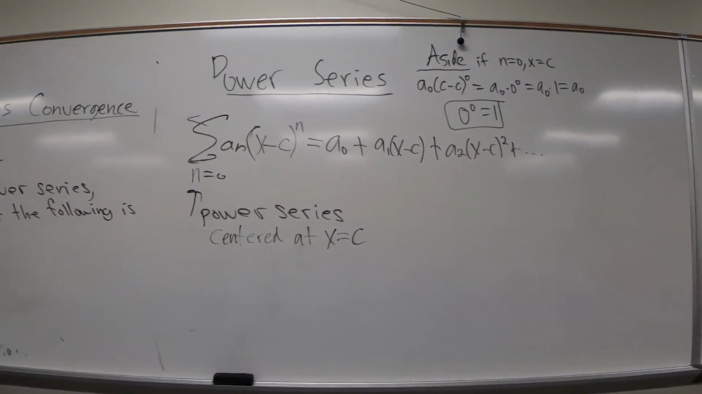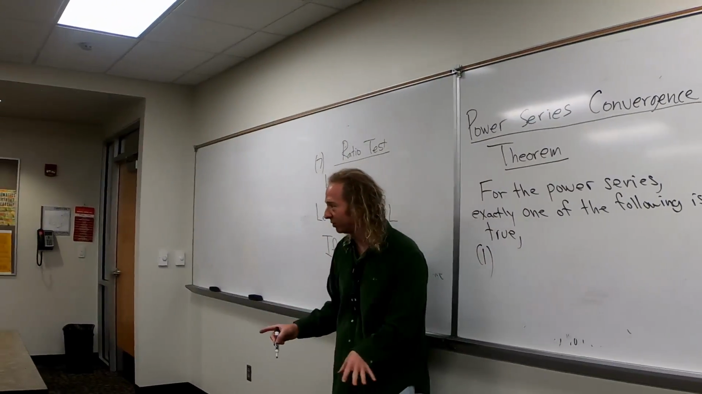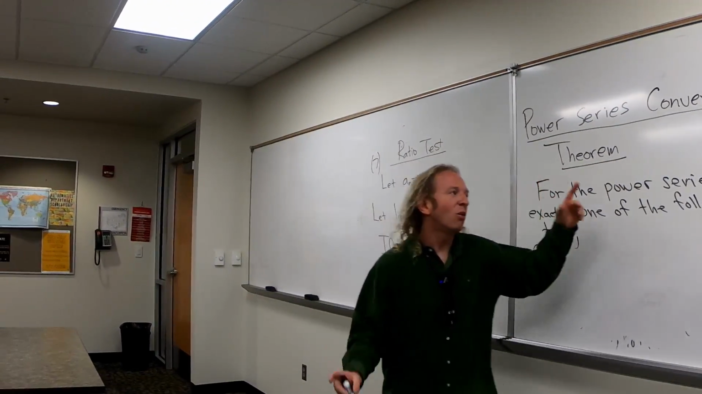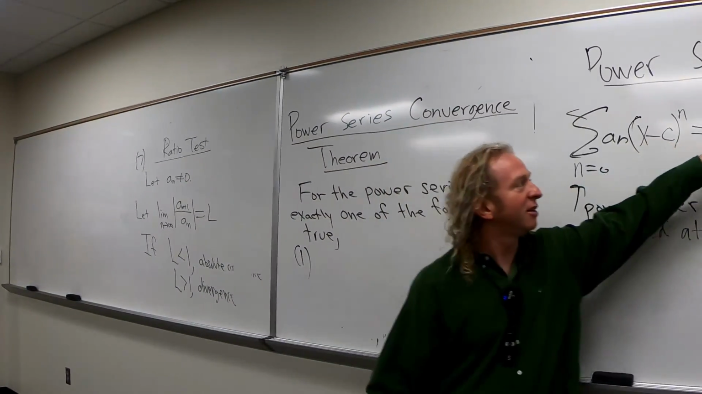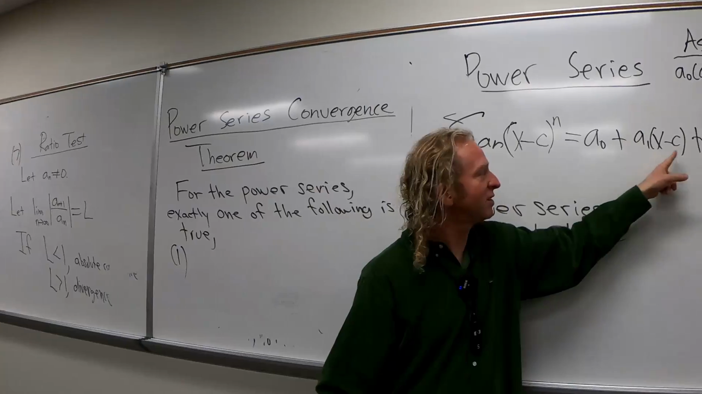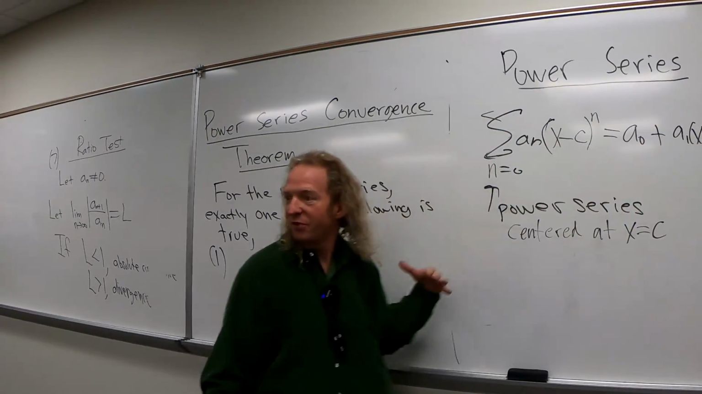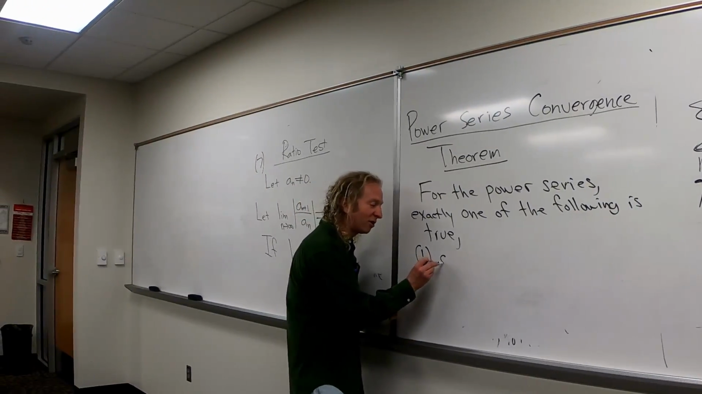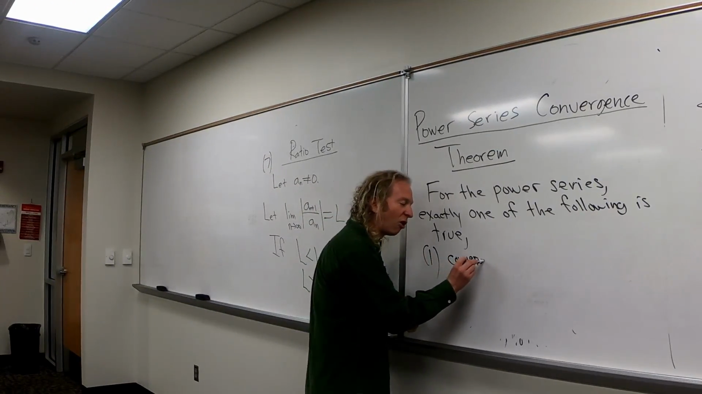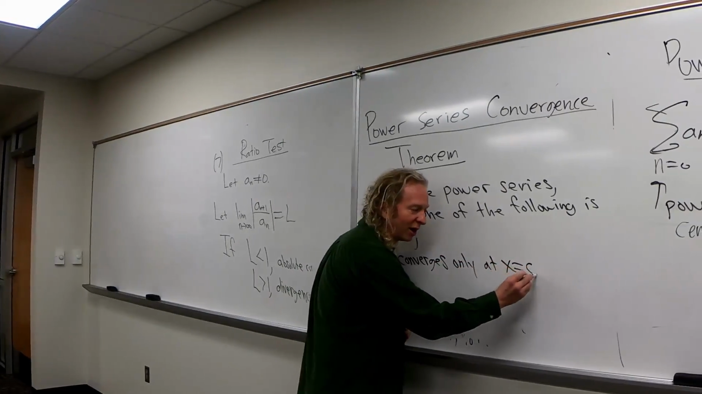So the first condition is that the power series converges only at x equals c. Say, what do you mean converges? Well, if you plug in c, you get c minus c, right? We talked about that. Then you just get a0, and all of the other terms are 0, so you just get a number, so the series converges. So the first condition says that it converges only at x equals c, and nowhere else.